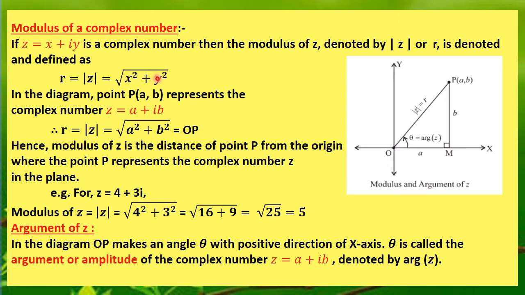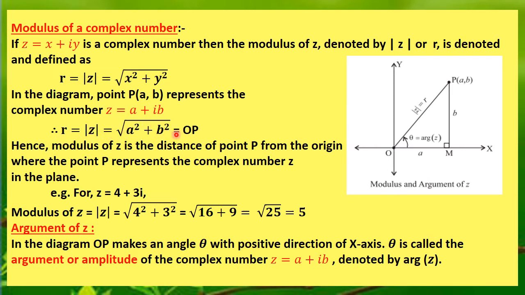In the diagram, point P(a, b) represents the complex number z = a + ib. Then O is the origin joined to P. Then OP is the distance from origin to the point P. Using the distance formula, we can write the distance between O and P. Origin's coordinates are (0, 0), P is ordered pair (a, b). Then we will get the distance r, or modulus of z, is equal to root of a square plus b square, that is nothing but OP.